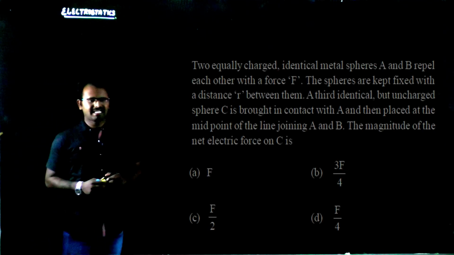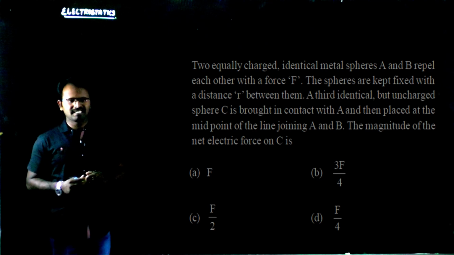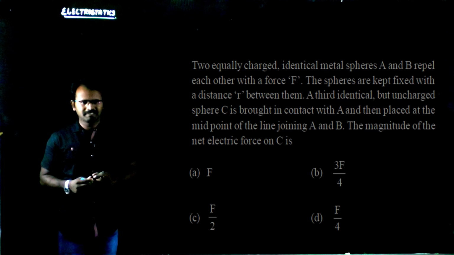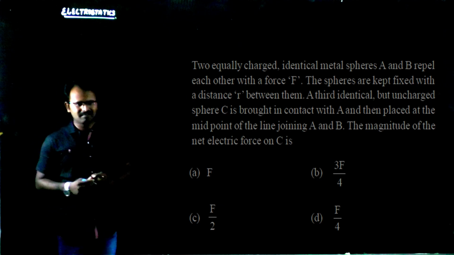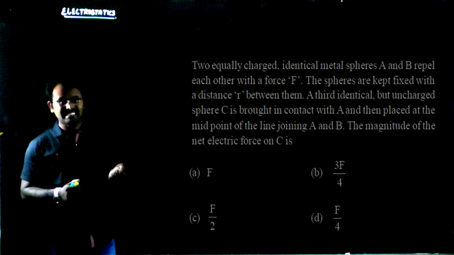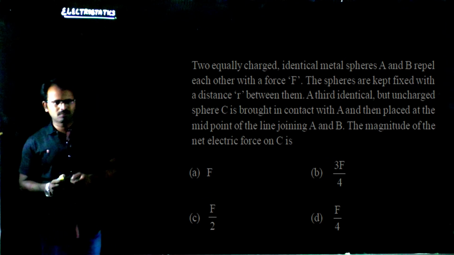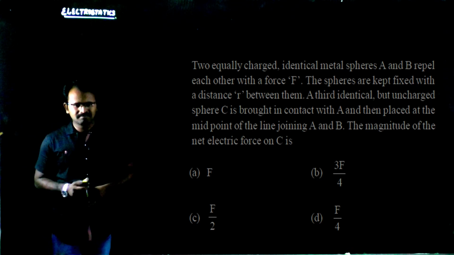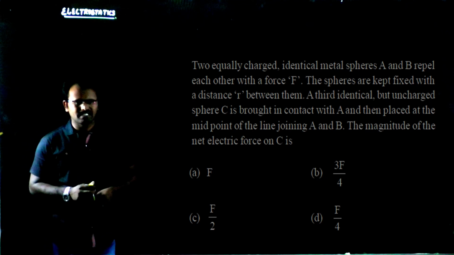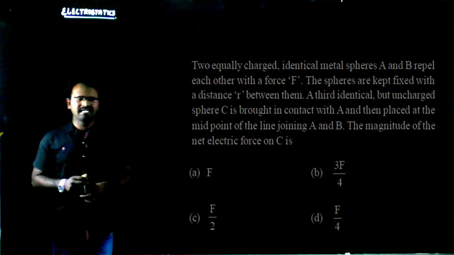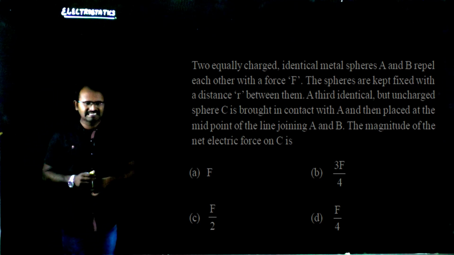Two equally charged identical metal spheres A and B repel each other with a force F. The spheres are kept fixed with a distance r between them. A third identical but uncharged sphere C is brought in contact with A and then placed at the midpoint of the line joining A and B. The magnitude of the net electric force on C is.